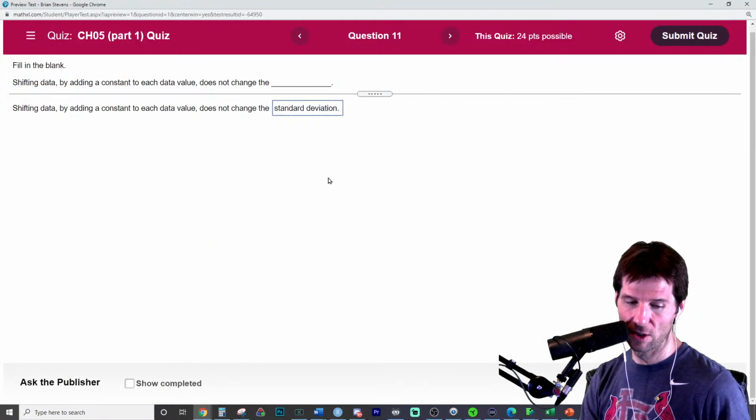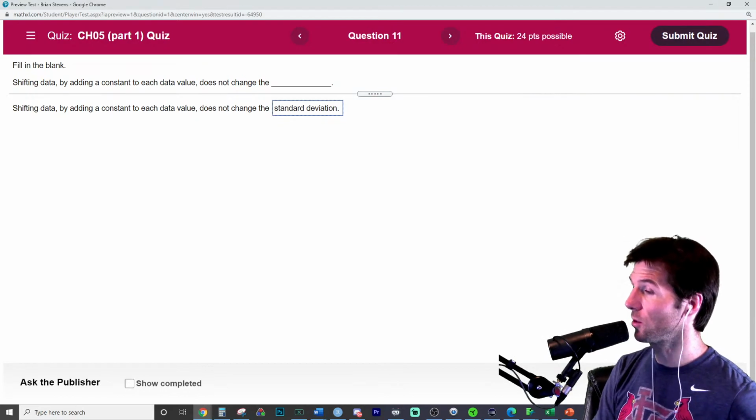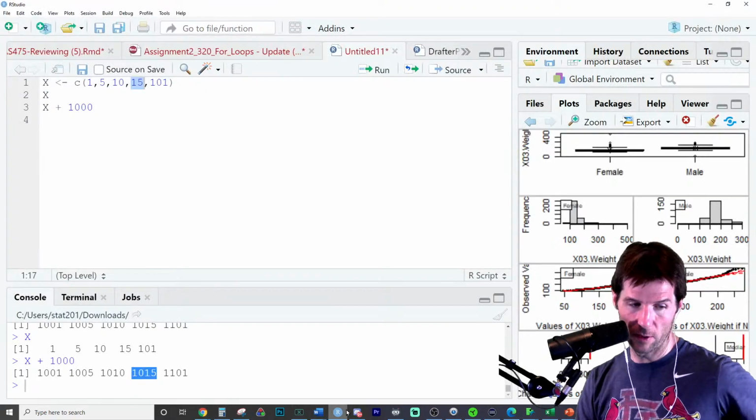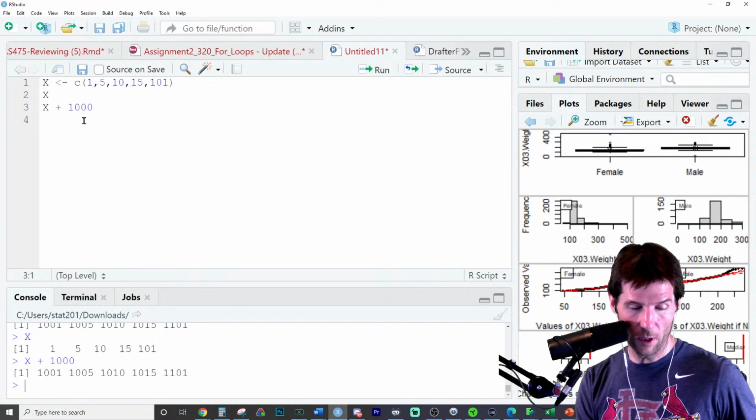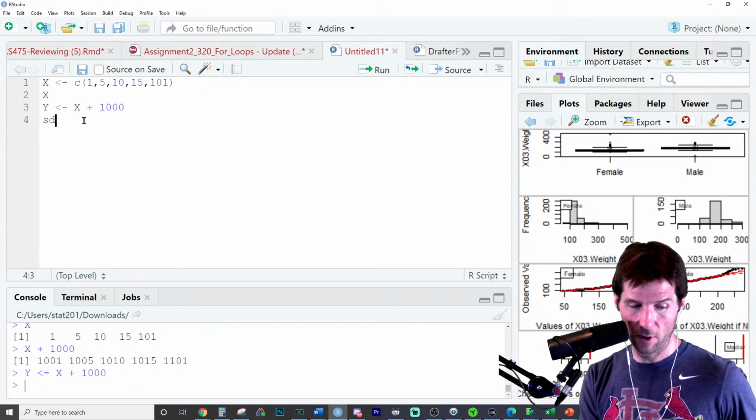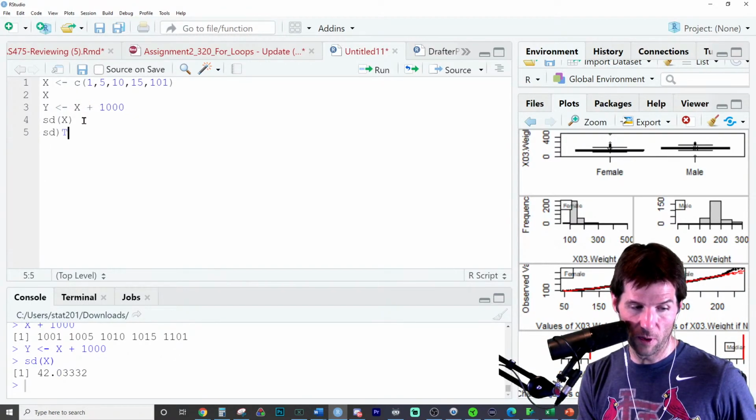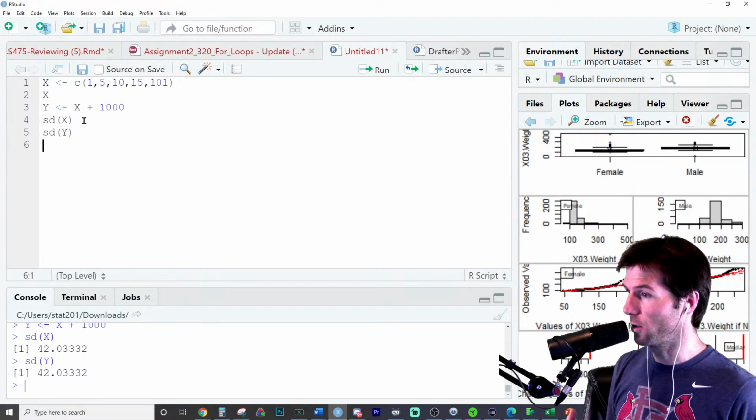So the only thing that did not change right here is the standard deviation, which is a measure of spread. If you were to go ahead and we can check this, what's really great is we can go right here. We could just call this Y, and you don't have to know how to code, but we could go here and go standard deviation of X and standard deviation of Y.